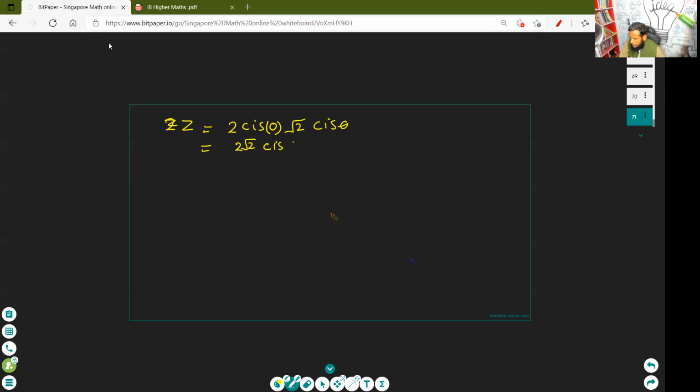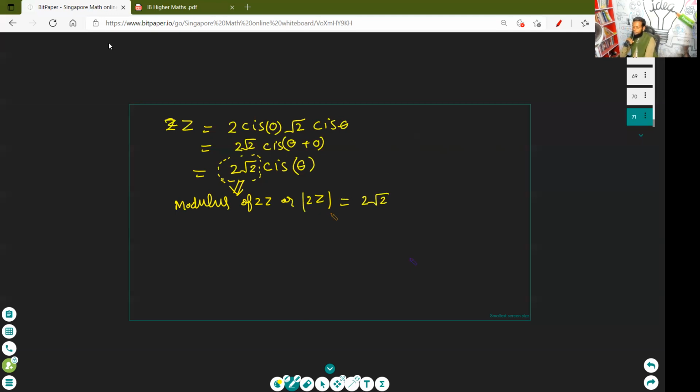You understand theta plus 0? What is the argument? What is the modulus? The number before cis is the modulus. This is the modulus of 2Z, which can be denoted as 2 root 2. Clear? If you find it difficult, you can multiply in polar form and get the angle.